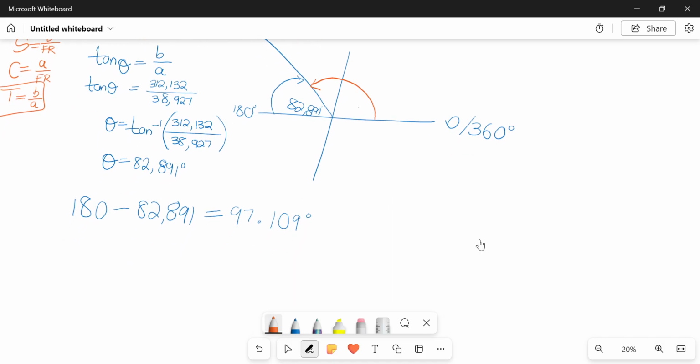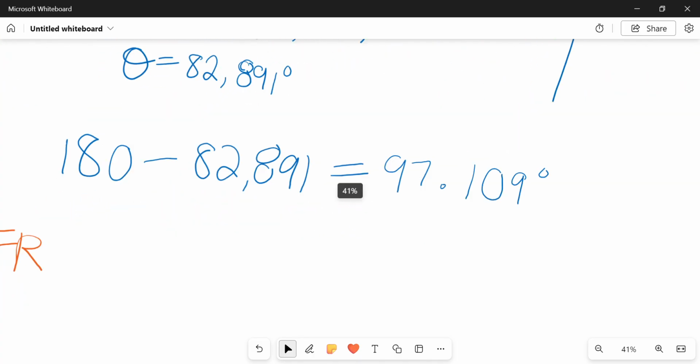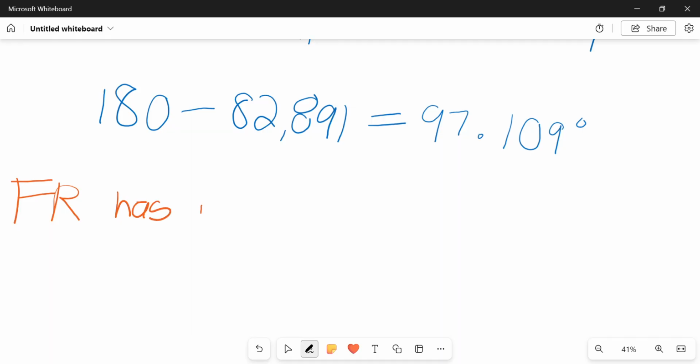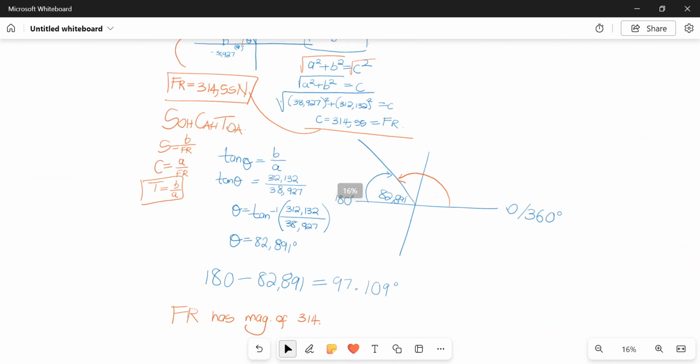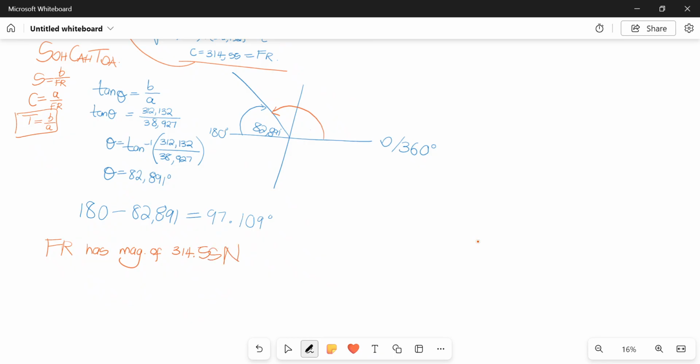Okay, then to finalize or to really answer your question, then you can say FR has a magnitude, okay, I won't write everything out in full, magnitude of 314.55 newtons, and it has a direction of 97.109 degrees from the positive x-axis. And then you would have answered the question. You would have your magnitude and you'd have your direction, and that's essentially how you go about solving for your vectors or calculating the magnitude and direction of your vectors.